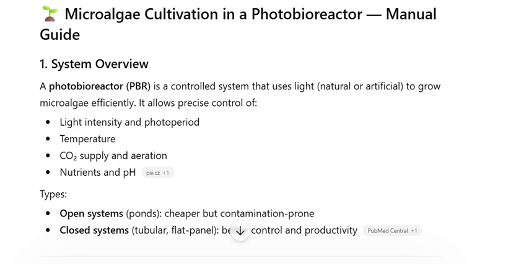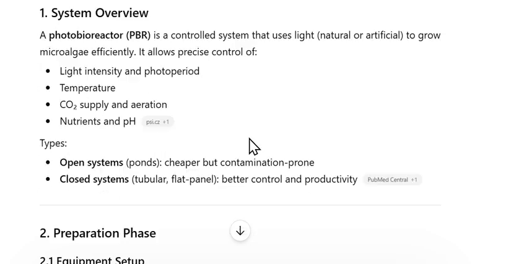efficiently. The reason behind the use of a photobioreactor is that it is possible to control the light intensity and photoperiod. Other than that, we can control temperature, make efficient supply of carbon dioxide and aeration, and control nutrient and pH balance in the reactor.